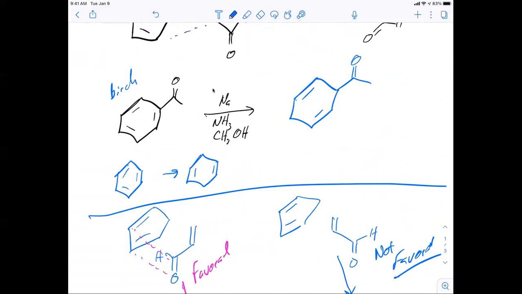Now that's Birch. Birch is negative. What happens when we go to electrophilic aromatic substitutions? Are we dealing with negatives in the ring, or are we dealing with positives? We're dealing with positives. So it's important to know what you're dealing with to determine how those groups are going to activate and deactivate. Okay.